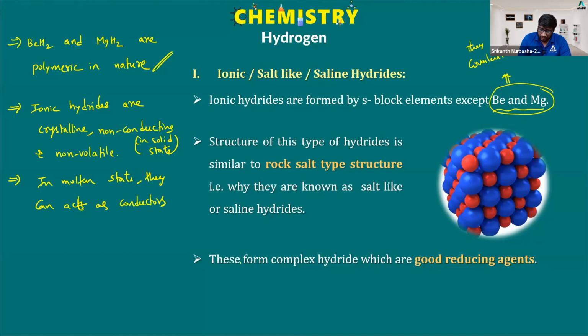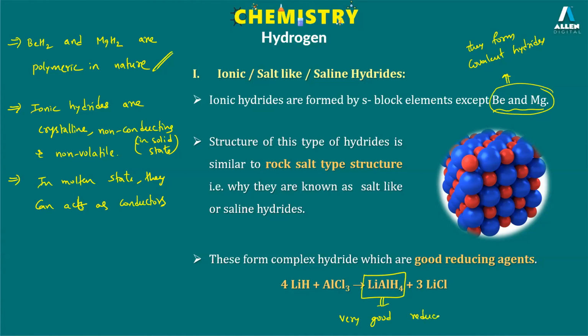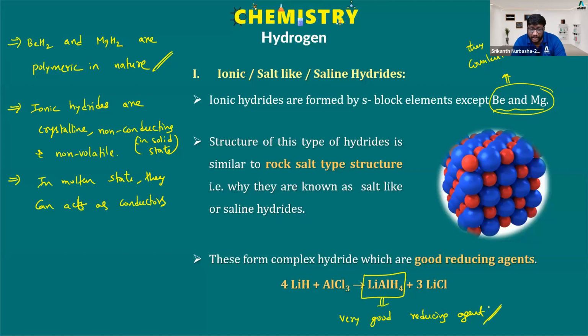These form complex hydrides which are good reducing agents. Lithium hydride reacts with aluminium chloride, AlCl3, to form lithium aluminium hydride, LiAlH4, and lithium chloride. Lithium aluminium hydride is a very good reducing agent.